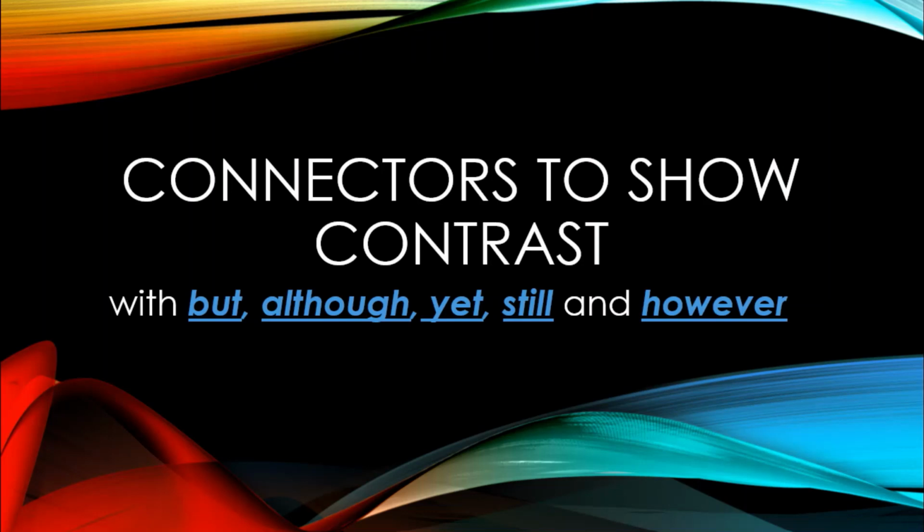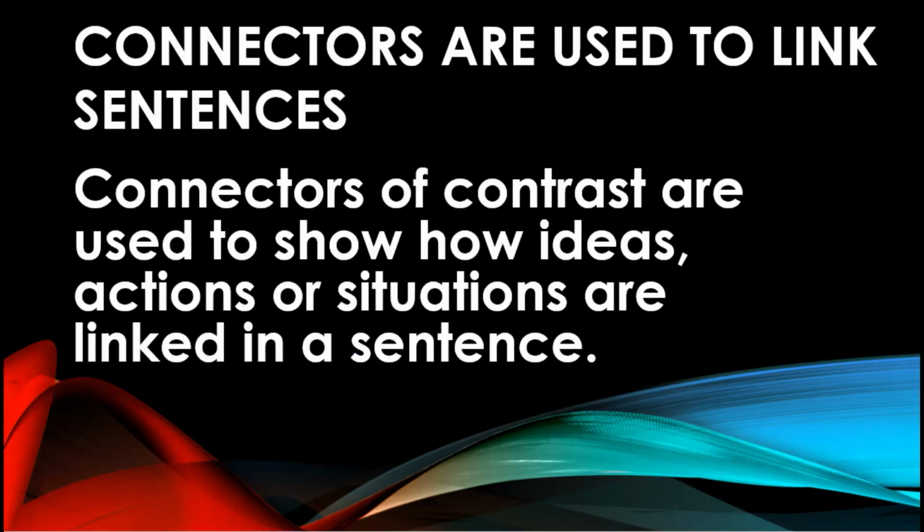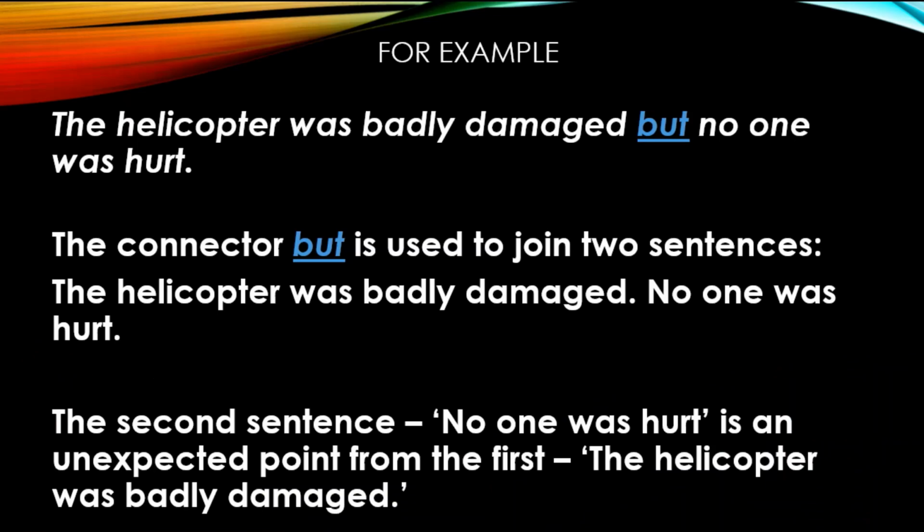Let's go ahead and take a look at some examples of what are connectors to show contrast now. So connectors are used to link sentences. Connectors of contrast are used to show how ideas, actions, or situations are linked in a sentence. For example, the helicopter was badly damaged, but no one was hurt.